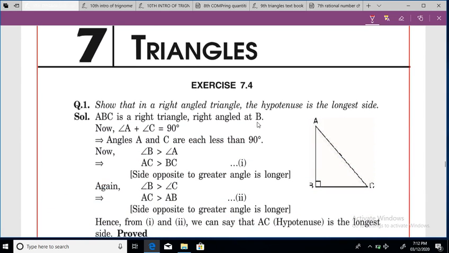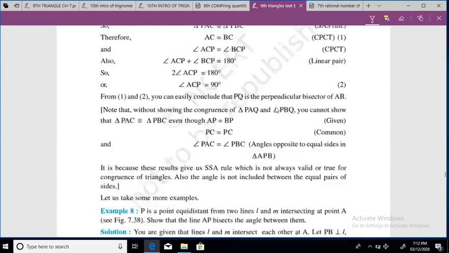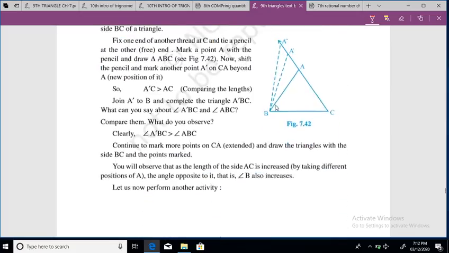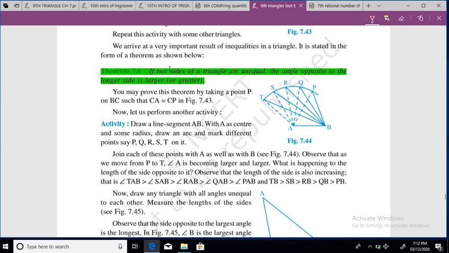So we did the first one, sorry, exercise 7.3. So last exercise of the lesson is 7.4. It's so simple. Although before starting this, we have to know some conditions. What are those conditions? If two sides of a triangle are unequal, the angle opposite to the longest side is larger.